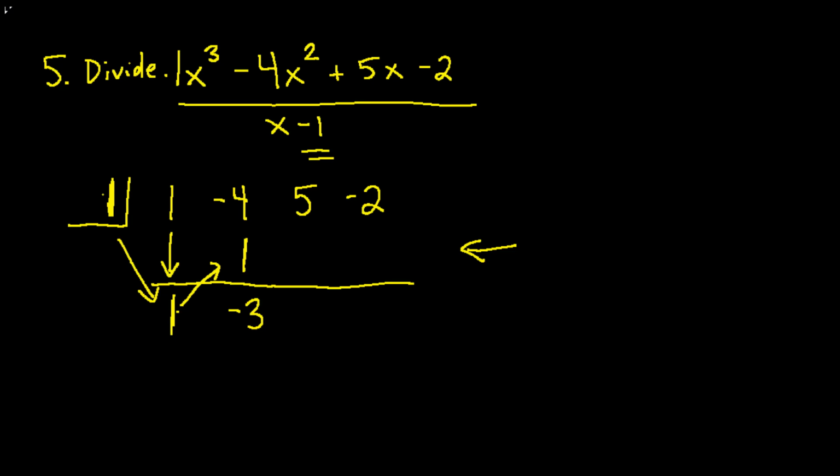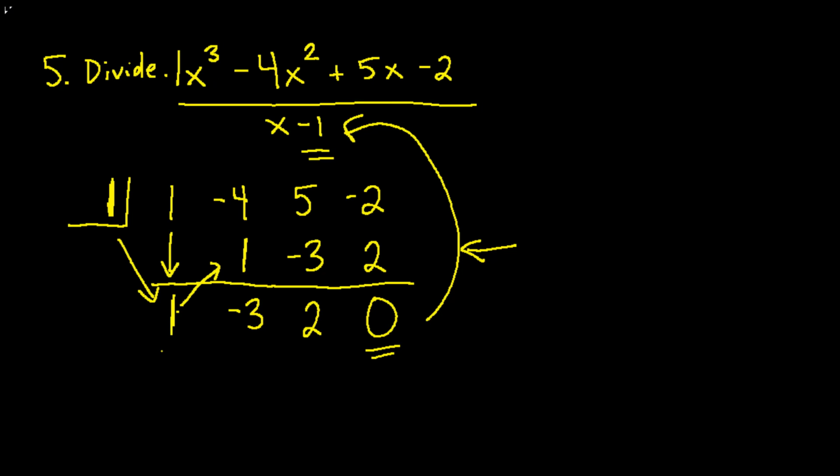And again, we do the multiplication step. 1 times negative 3 is negative 3. Add these up. 5 minus 3 is 2. And 1 times 2 is positive 2. Add these up, and we get 0. Remainder 0, which means that x minus 1 divided evenly into the top polynomial with no remainder. And we're going to figure out what that answer is.